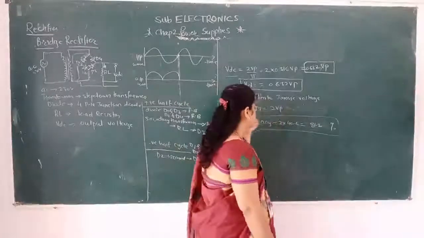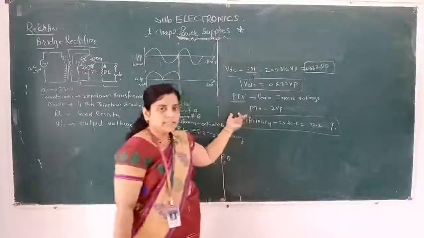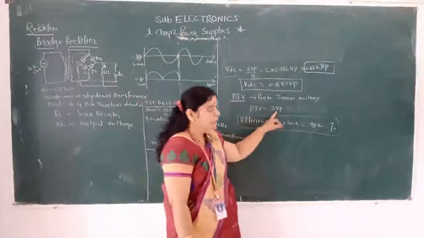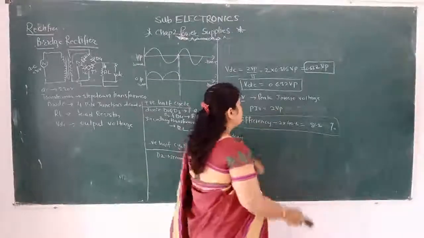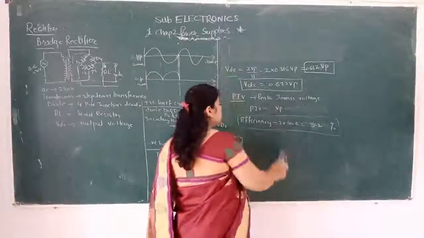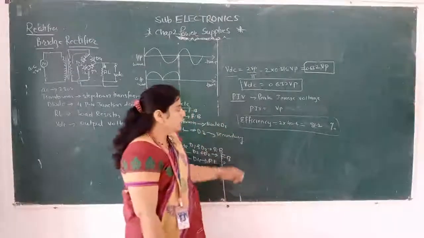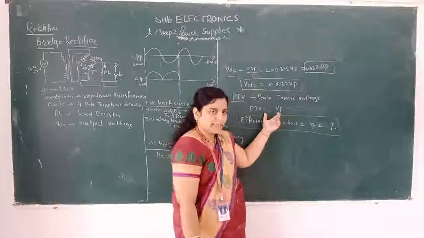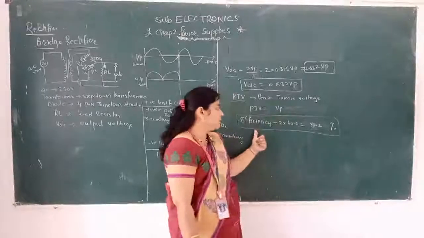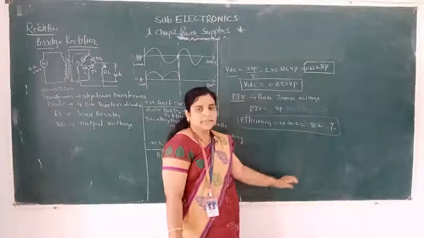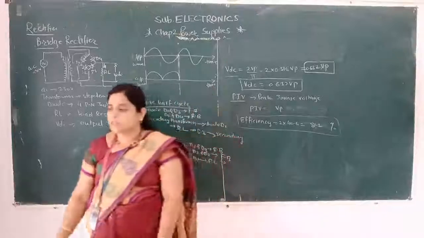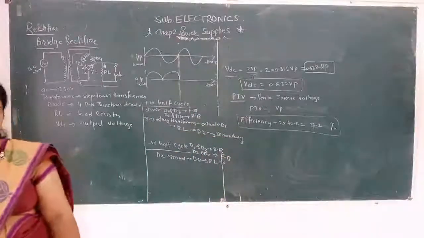Peak inverse voltage. In the full wave rectifier, peak inverse voltage is twice the peak voltage Vp. But here it is not twice the peak voltage. The PIV of this bridge rectifier is only Vp, and the efficiency is the same, that is 81.2 percent. So this is your bridge rectifier.